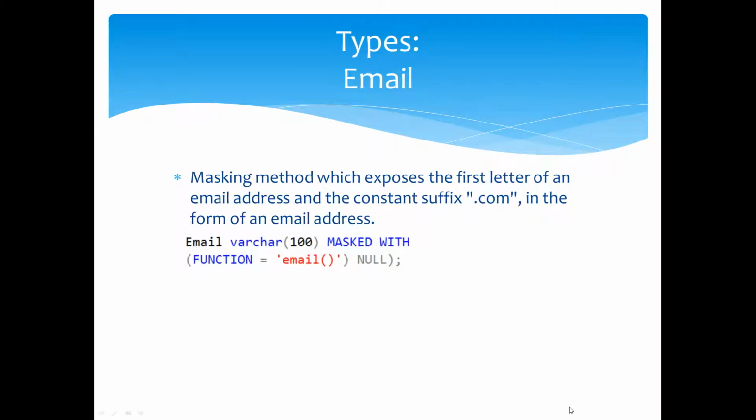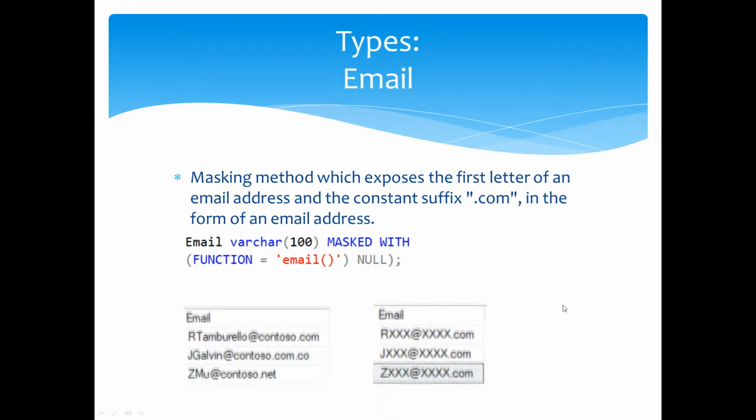So what we end up having, there we go. Same kind of function, exactly the same. So create table, open brackets, email varchar 100, masked with, and then open brackets, function equals email, and then again there's no parameters for this one, which is nice and easy. Now this happened to be at the end of a statement, so ignore that it's got closed parentheses.